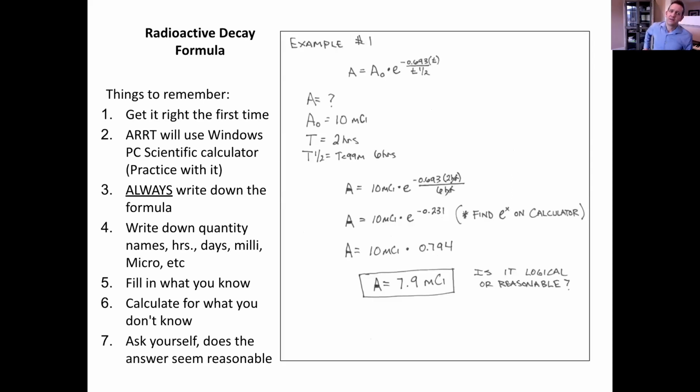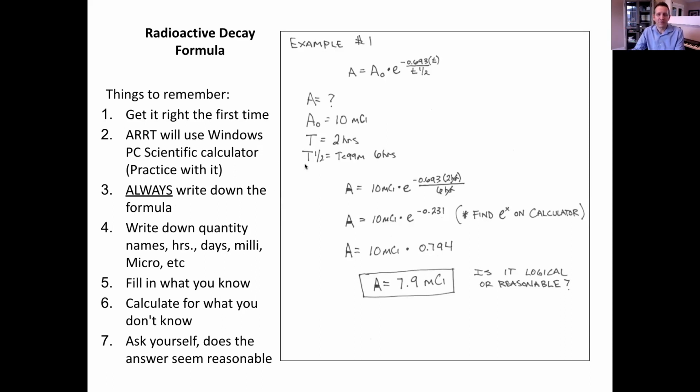Now, again, things to remember I've listed over here on the left-hand side. We want to get this right the first time, so don't try to cruise through these too fast. If you notice number 3, always write down that formula. Like I said earlier, when I went to take my boards, as soon as I got in there, I took a piece of their scratch paper and wrote down this formula so that I had it and my memorization days of it were over.